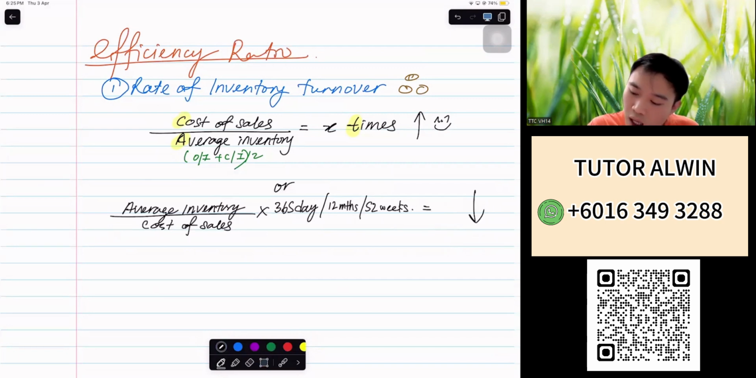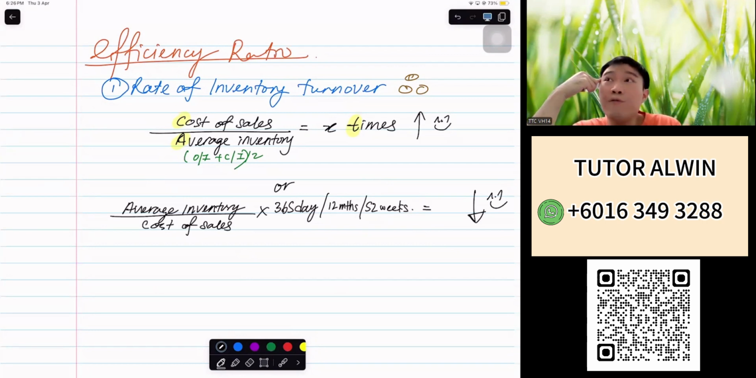The lower, the better. So it means on average, how many days in total you took to replenish your stock once. Let's say you get an answer such as 20 days, it will mean that every 20 days you replenish your stock one time. So the lower the better. Last year you took 20 days to replenish your stock once. This year it's on average 15 days you take to sell off all your things, then you replenish your stock one time. That is rate of inventory turnover.